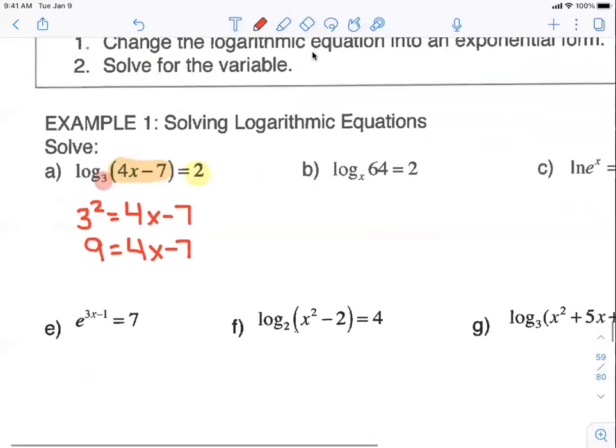And then I'm going to add 7 to both sides. That's 16. And I'm going to divide by 4. X is 4. Done.